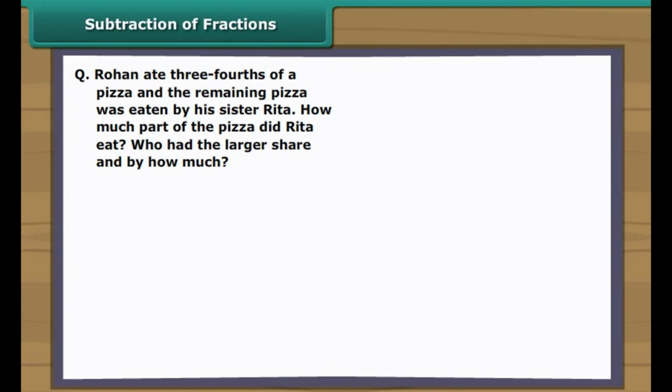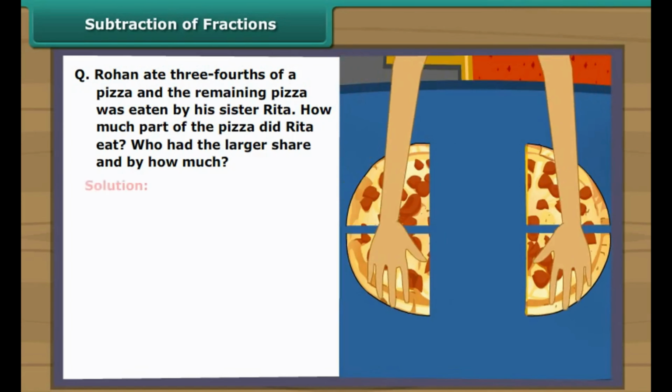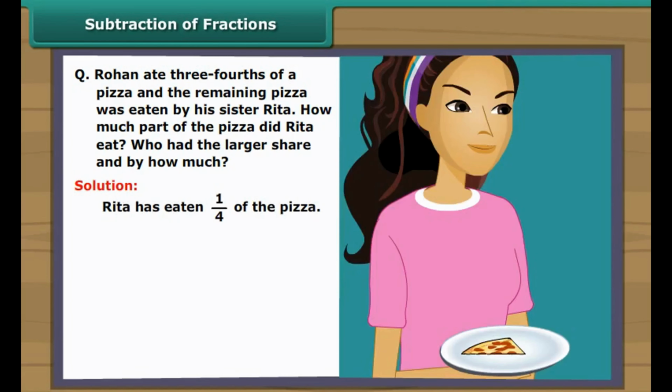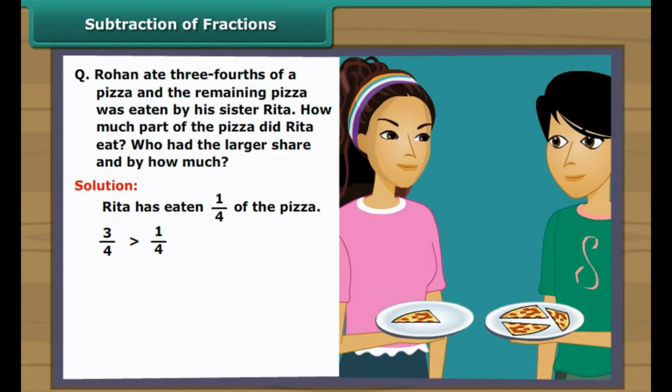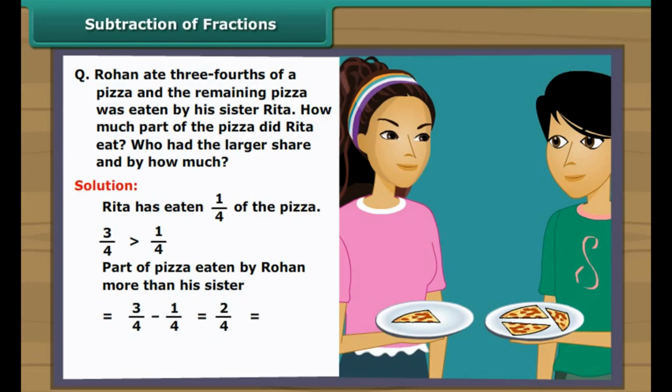Subtraction of fractions. Rohan ate 3/4 of a pizza and the remaining pizza was eaten by his sister Rita. How much part of the pizza did Rita eat? Who had the larger share and by how much? Look at the figure. It shows that Rita has eaten 1/4 of the pizza. Comparing 3/4 and 1/4, we find that 3/4 is greater than 1/4. Thus, Rohan has larger share of pizza than Rita. On subtracting 1/4 from 3/4, we get half. Thus, Rohan ate half of the pizza more than his sister.